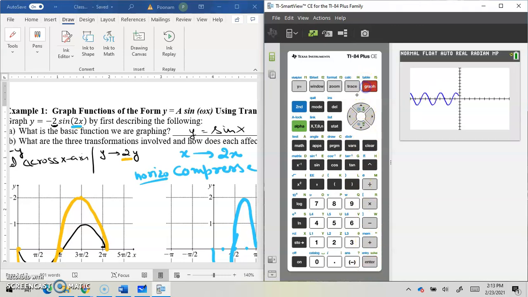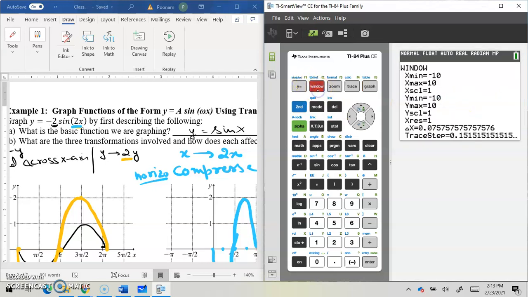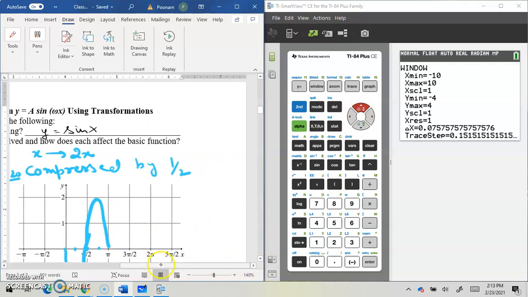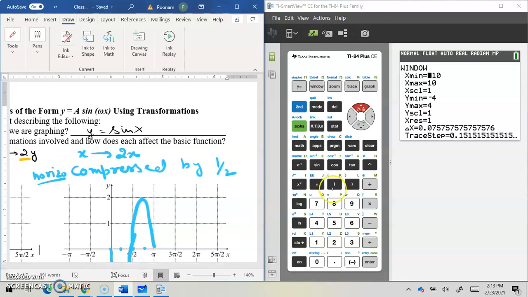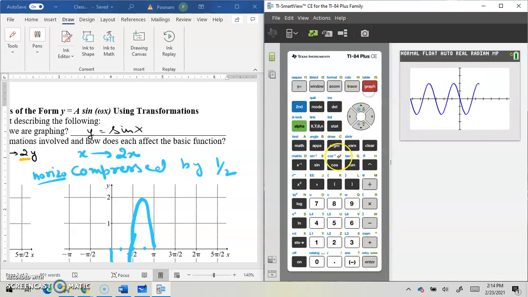If I graph it, I see a wave, very small. I can change the window a little bit if I want to see it more prominently. The y value maximum I want to see is from negative 4 maybe to 4, and the x value, say I want to see 2 periods. So negative 2 pi to 2 pi. Let's see the graph now.